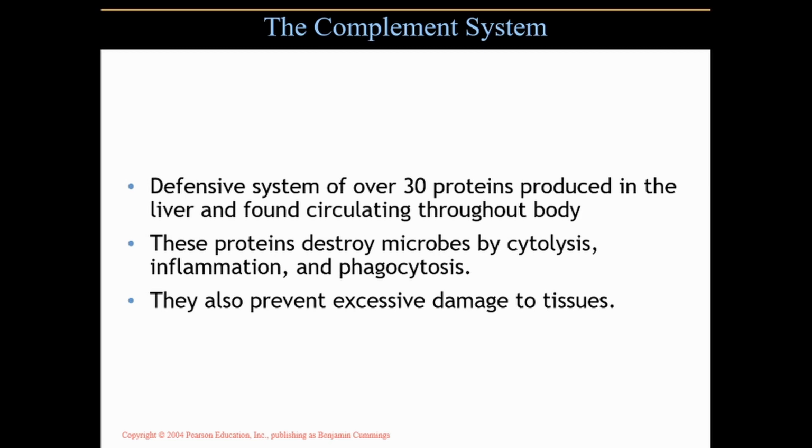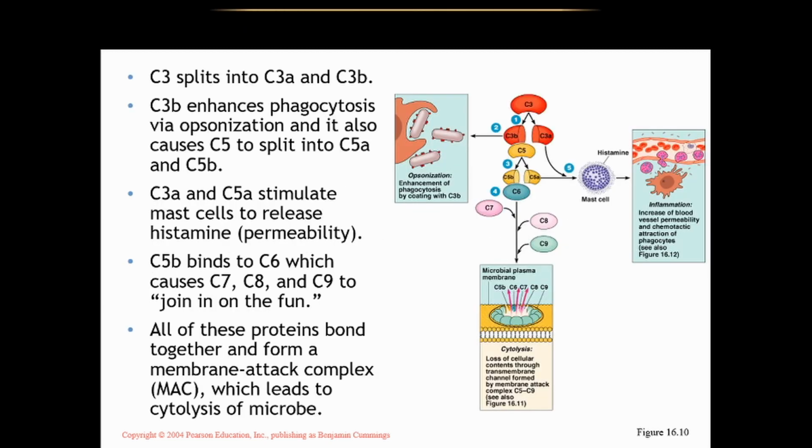They also prevent excessive damage to tissues, which can happen in some cases where the endotoxins get released in large quantities. That can lead to severe damage to tissues just because of our own bodily processes trying to fight the infection. The complement system will step in and prevent excessive damage to tissues that takes place during infections.